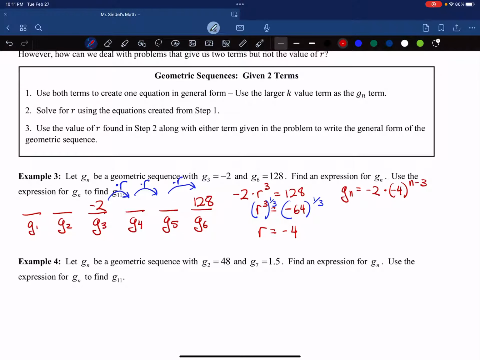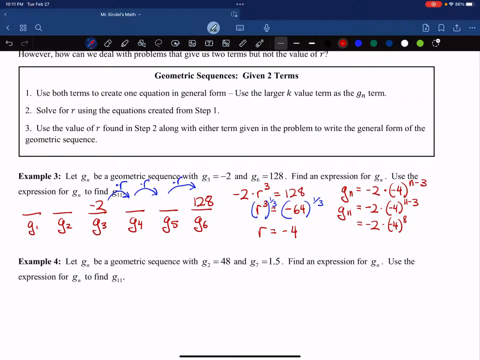We now have our general formula, and we can use it to find this 11th term. I can say g of 11, now we're ready to find it. It's -2 times -4 to the power of 11 minus 3. Oh, I can see this being really big. I don't know if I can do this without a calculator. This is going to be -2 times -4 to the power of 8.